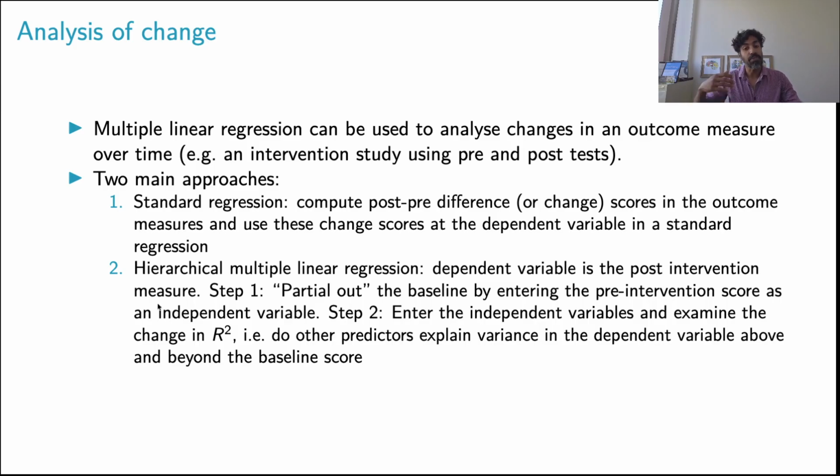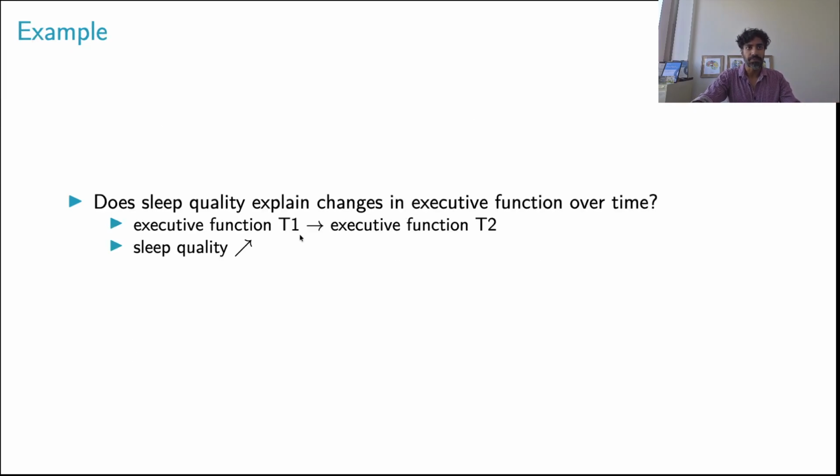So do other predictors explain variance in the dependent variable above and beyond baseline scores? Baseline scores will account for a large proportion of the variance, for example, in changes in cognition. And so the question is, do other variables account for the change over and above baseline measure? And so here's an example of it in terms of sleep quality. So does sleep quality explain changes in executive functioning over time?